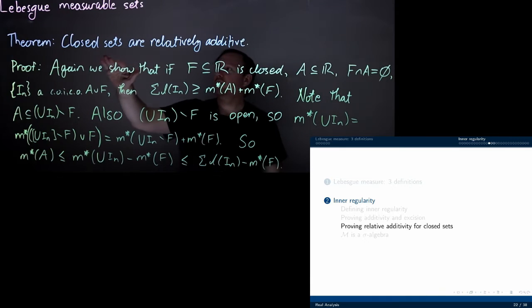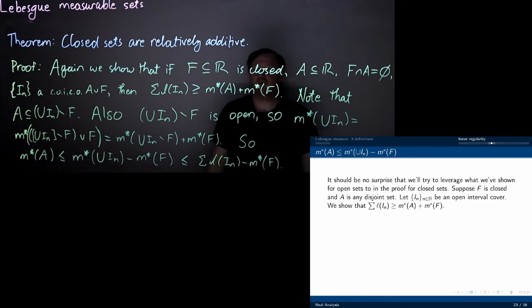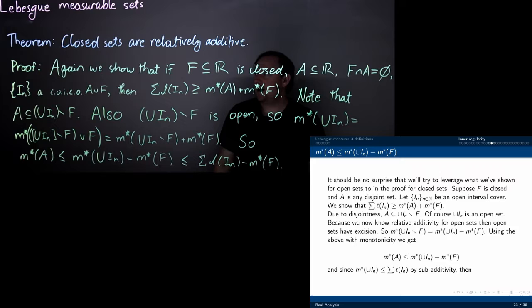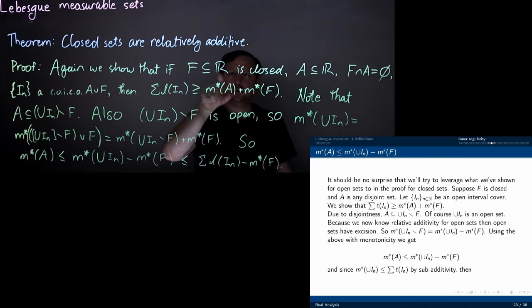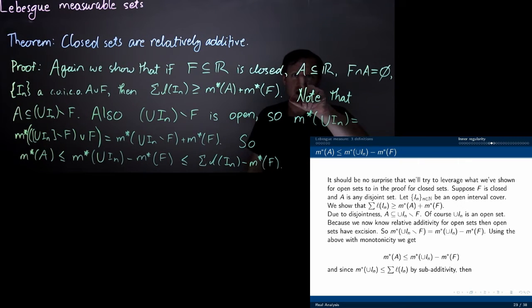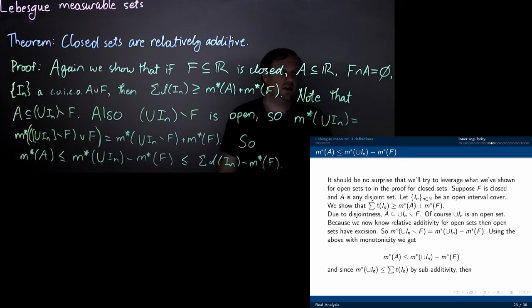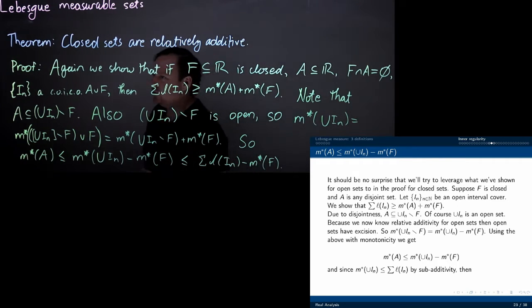Okay, so now we can move on to proving that closed sets are also relatively additive. Now, it should come as no surprise that we can give a slightly more direct proof for this case, since we've already done work to establish the case for open sets. Let's take any closed set, right? F is going to be a closed set of real numbers. A is going to be any set that is disjoint from F, but could be any set of real numbers so long as it is disjoint.